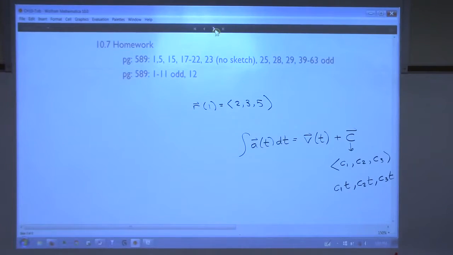Okay, I don't know if that matches up with what I have on your handout sheet, but we're ready to move on.